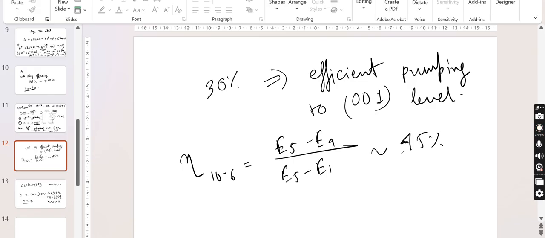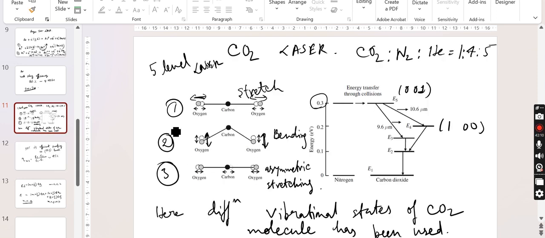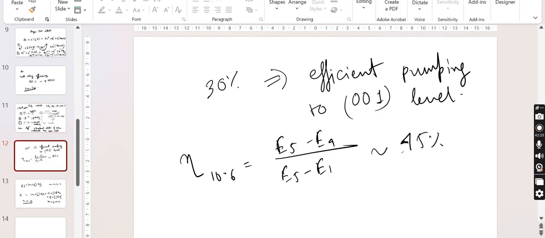But we also need to think that all the transitions in the carbon dioxide laser are not at that. Some of the transitions will be 9.6 micrometer, then the optical cavity will choose one transition and amplify it. So that's the reason we say that the efficiency is about 30%, while the quantum efficiency is about 35%.